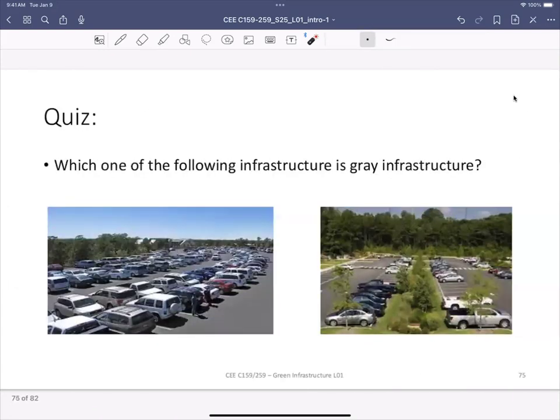The first question is: which one of the following infrastructures is a gray infrastructure? On the left side, you see a parking lot with a lot of parked cars. Here you see the same parking lot. Both provide the same functions, but one of them has some other design criteria. So you can pause the video now and think of the right answer.